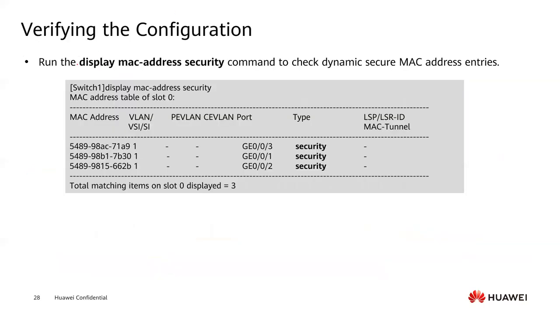Let's look at how to verify our configuration. We can use this command, display mac-address security. So you can find what the result of the port security is. The result is a new type of MAC address. We can call it a security type. It is a security MAC address entry. You will find that the type is different. Normally, the type is static, blackhole, or dynamic. But for the port security feature, it will generate entries whose type is security. It means if you enable the port security feature on this interface, the switch will check the MAC address entries whose type is security.